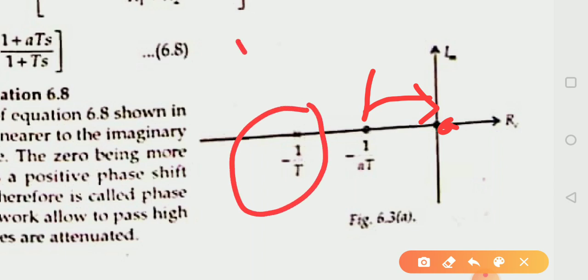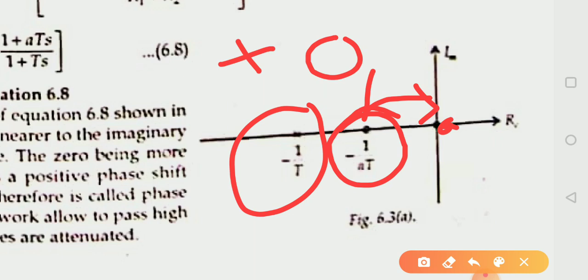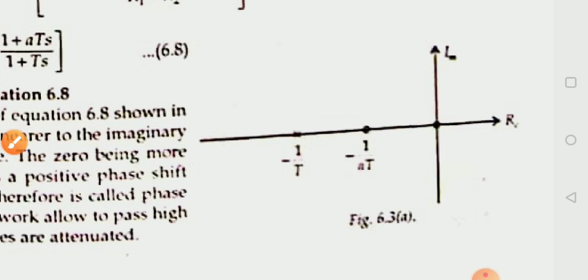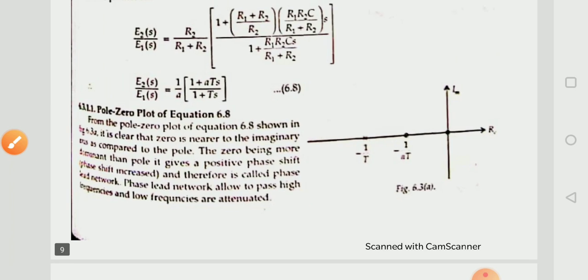We can denote the pole by this sign, and the zero by this sign. Here we are saying that the zero is dominating the pole, which means its effect is more in comparison to the pole. Due to this dominating nature of the zero, the phase shift of the system increases. So this is called the phase lead network.